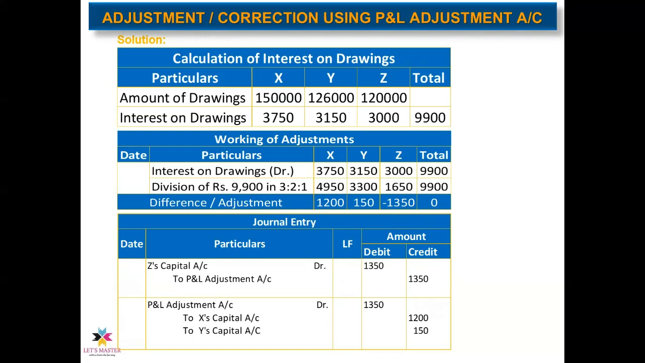Now, we need to credit X and Y's capital accounts. So that's the reason we have again debited the profit and loss adjustment account and credited X and Y's capital accounts as per our working. That is, X is supposed to get 1,200 more, Y is supposed to get 150 more. So this is how we can make the past adjustments either by using a compound journal entry or simple journal entries or by using the profit and loss adjustment account.